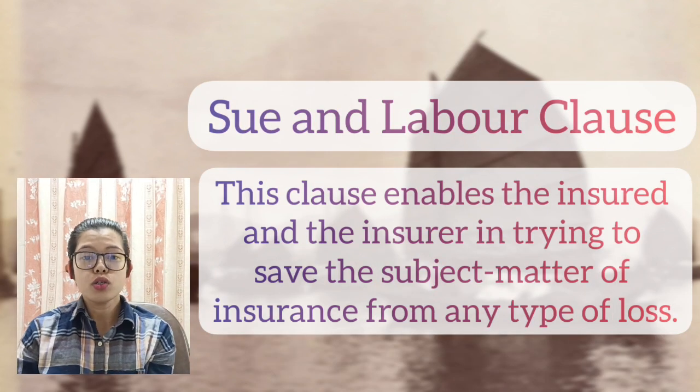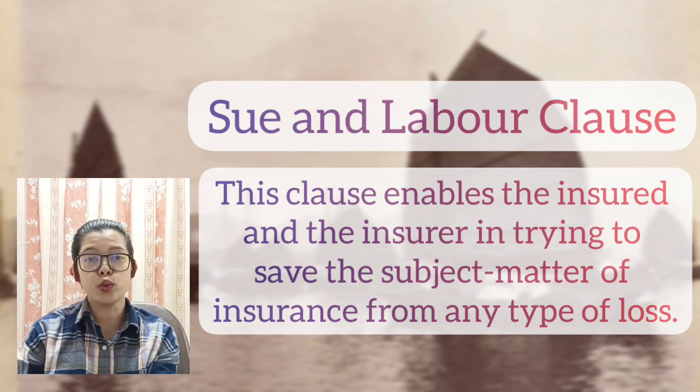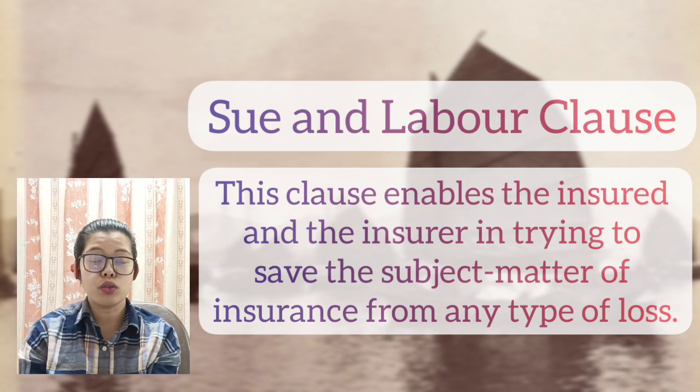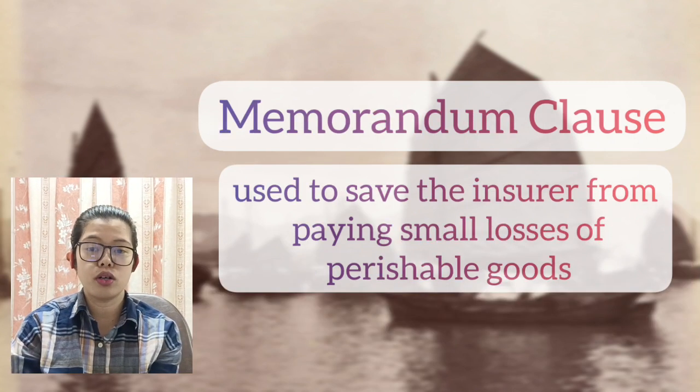The next one is the sue and labor clause. This clause covers the assured in trying to save the subject matter insured from any type of loss. If the assured spends some money in trying to save the goods from impending loss, then he can recover this amount from the insurer. The act of saving the subject matter or minimizing loss does not amount to deviation, and the contract will not be void.